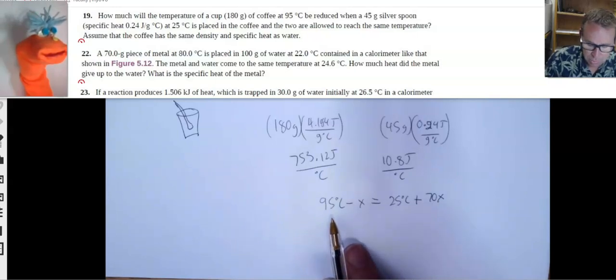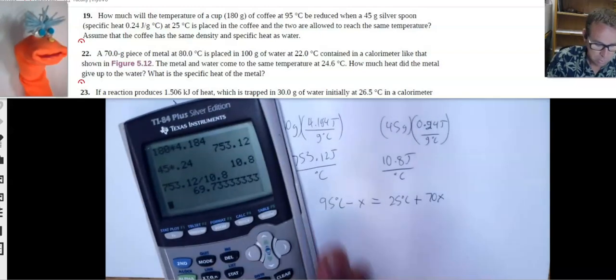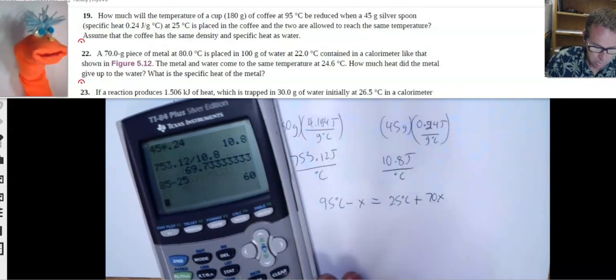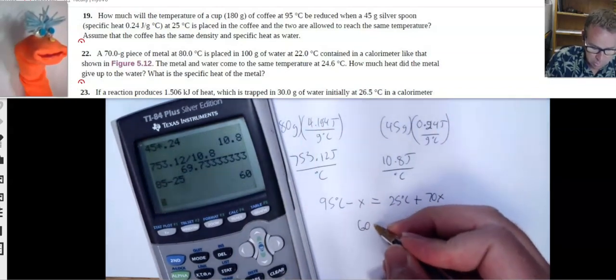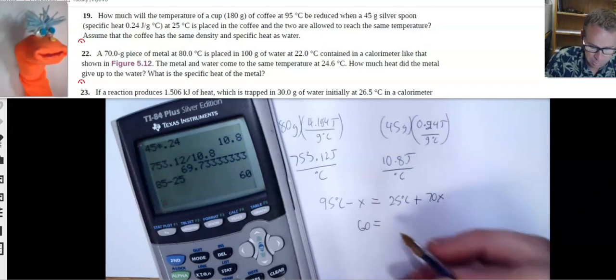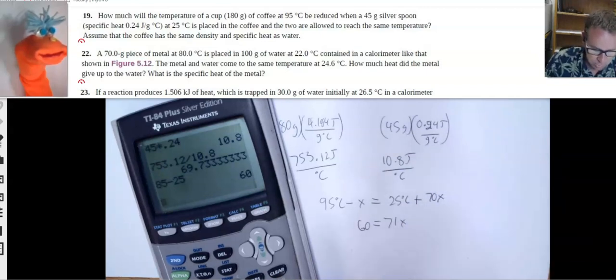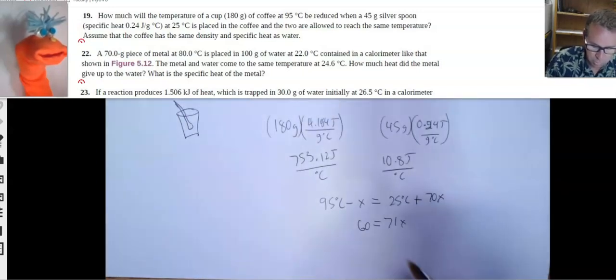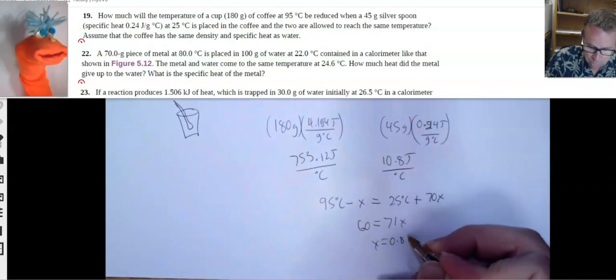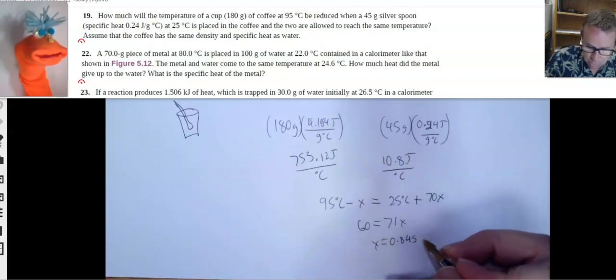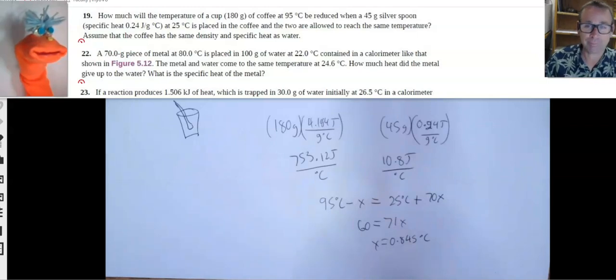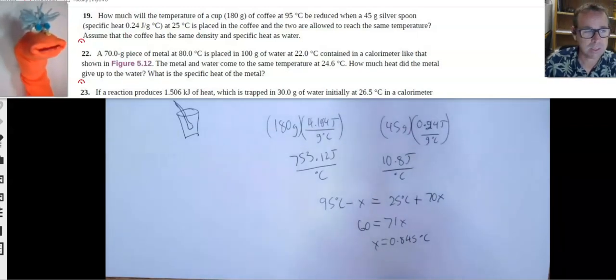So 95 minus 25 here. That's 60 degrees. And then we have that equaling 71x. I just added the x over there. So divided by 71, and that is 0.84. X equals 0.845 degrees Celsius. So about 1 degree Celsius is what it's going to change.